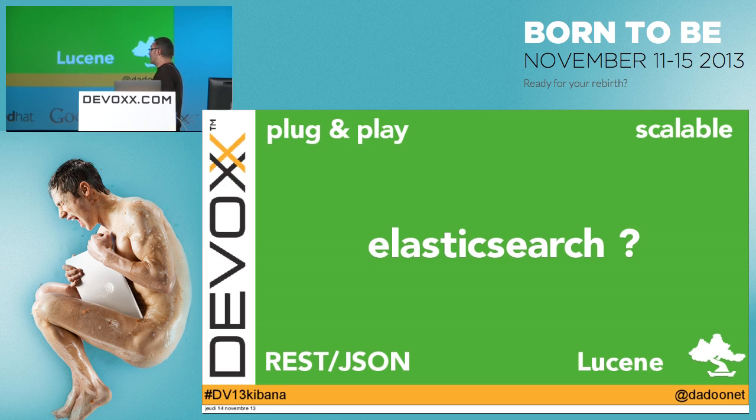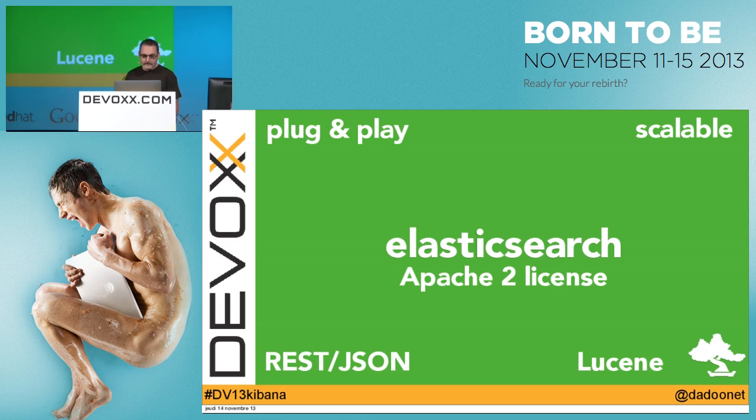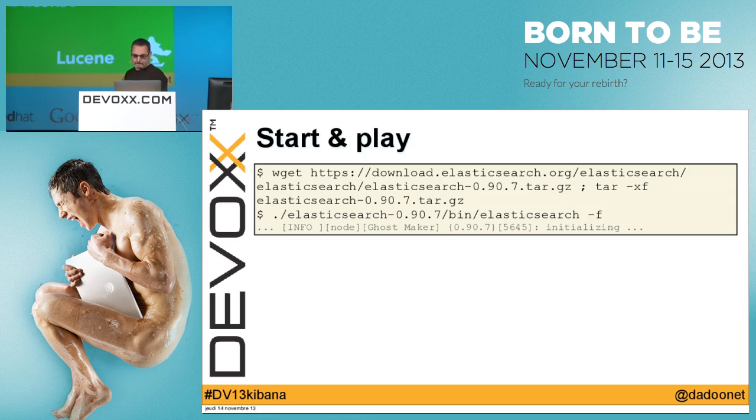It's easy to start with Elasticsearch. Basically, you just need 30 seconds to start to play with Elasticsearch, about 20 seconds to download the project, and then 10 seconds to play with it. And everything is under Apache 2 license. It's the same for Logstash and Kibana as well.